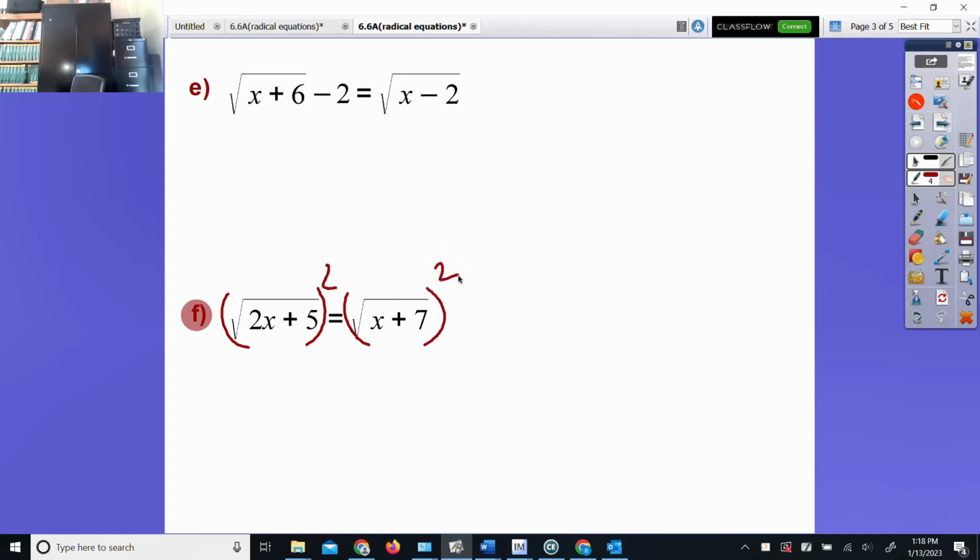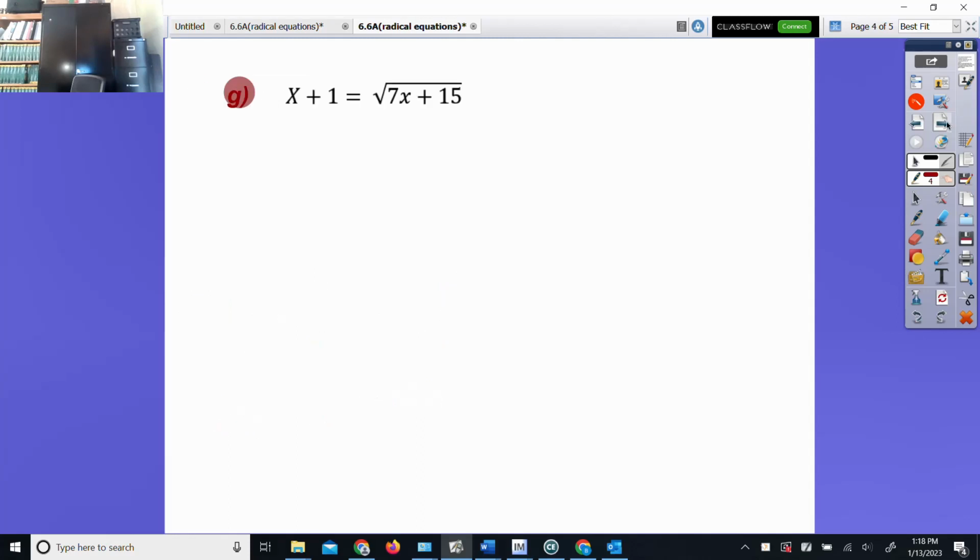If you square each side, what's the left-hand side gonna become? 2x plus 5. How about the right-hand side? x plus 7. Don't you wish they could all be that easy? Yeah, they're not. We're not gonna do more on that one. We'll spend some time on the next one. Anyways, I've moved on. You should too.